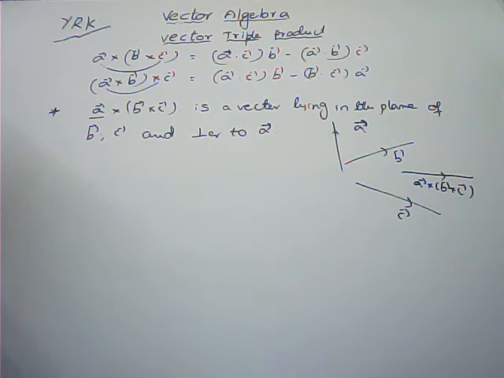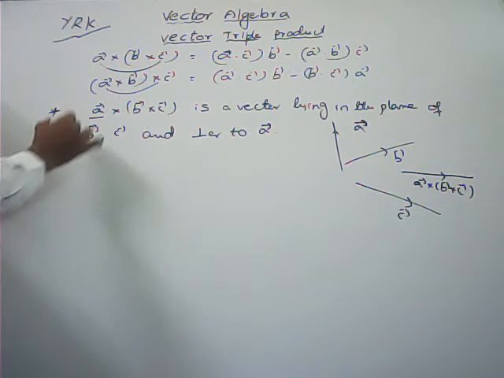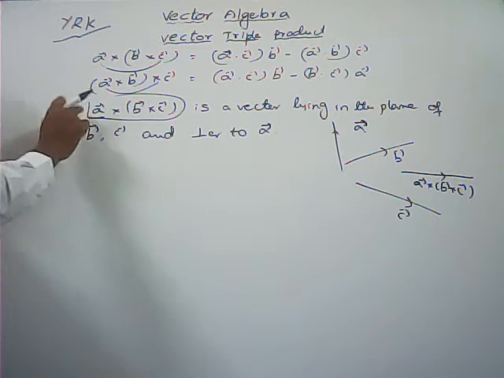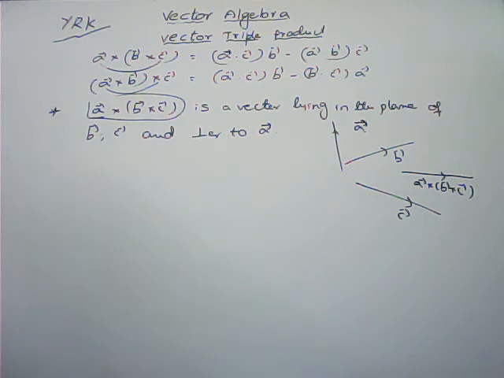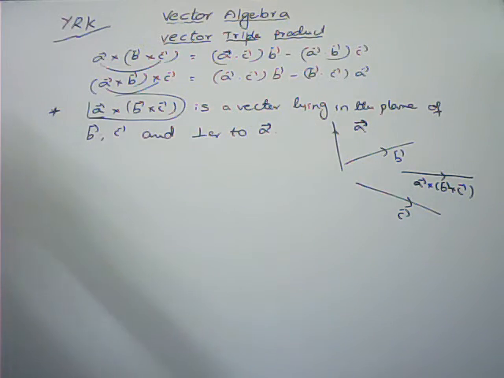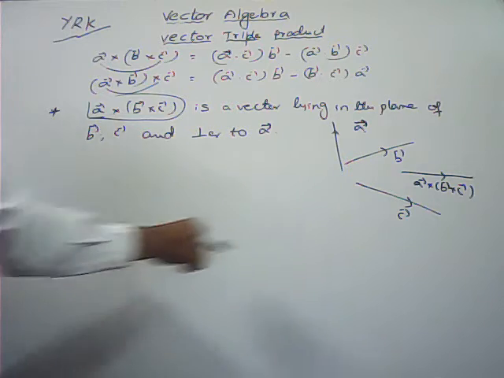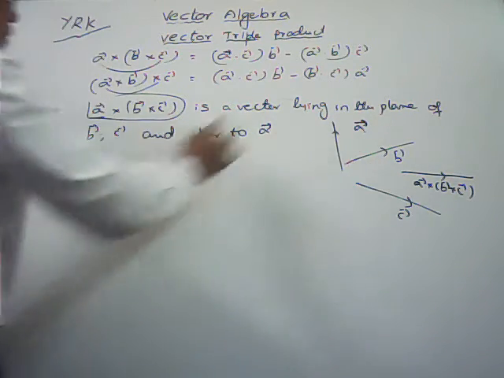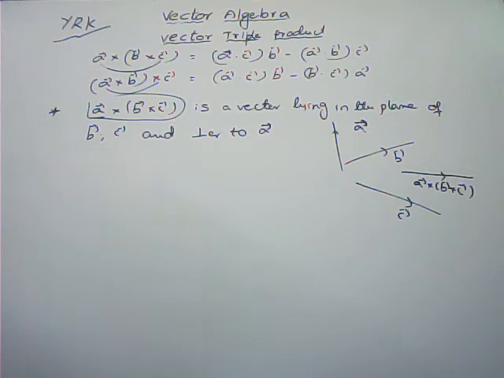Next here, what is A bar cross B bar cross C bar? It is a vector lying in the plane of B bar, C bar and perpendicular to A bar. Here, this is the vector perpendicular to both A bar and B bar cross C bar, also perpendicular to A bar. So A bar cross B bar cross C bar is the vector lying in the plane containing B bar, C bar.